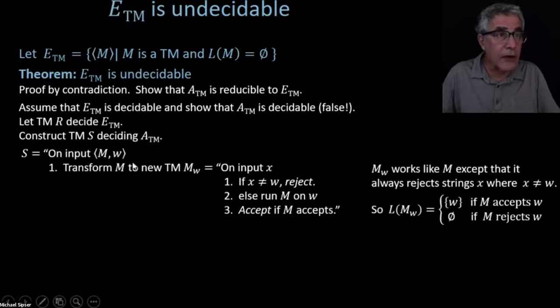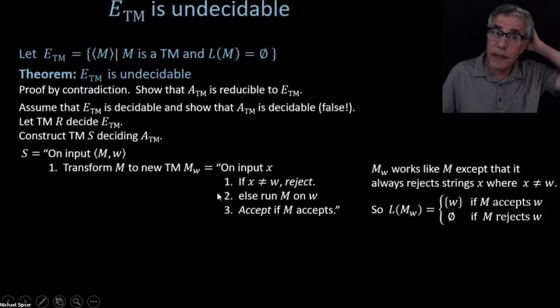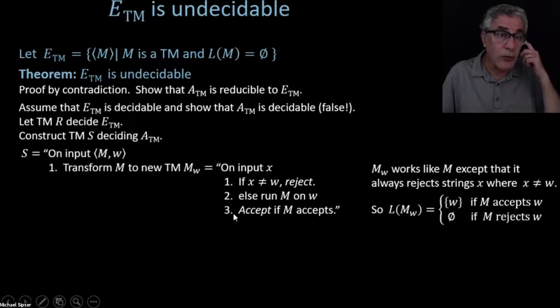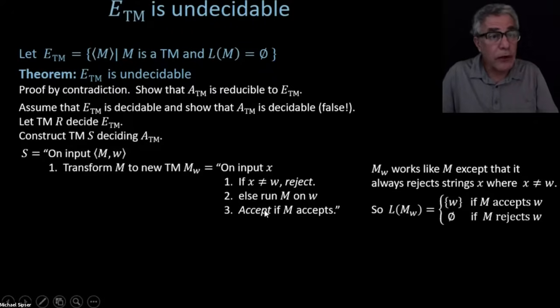So S can modify M to this new machine M sub W, which filters out all strings except for W and rejects them. Now S takes that new machine, and what is it going to do with it? Is it ever going to run that machine? No. This machine is built not for running. This machine is built for feeding into R.